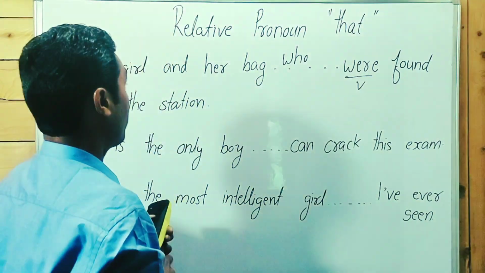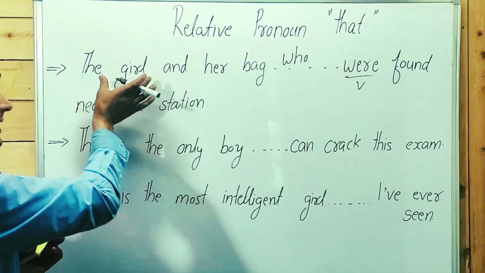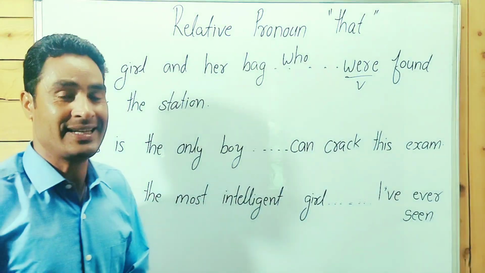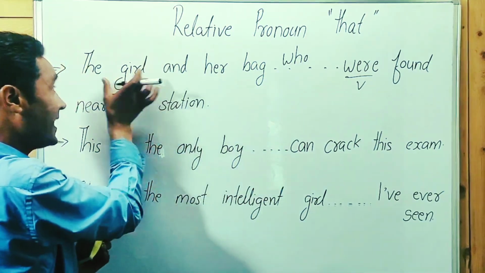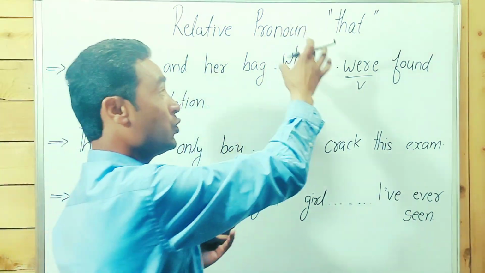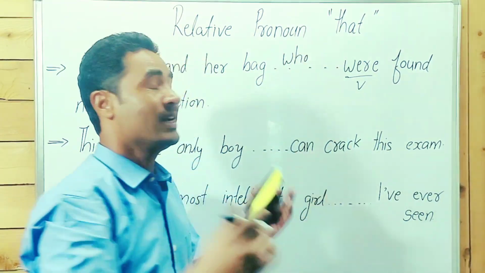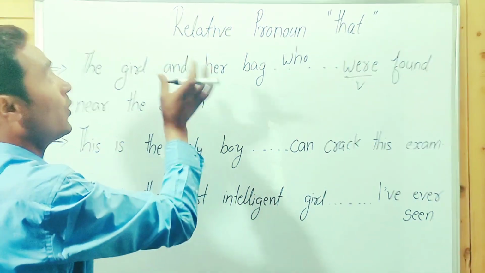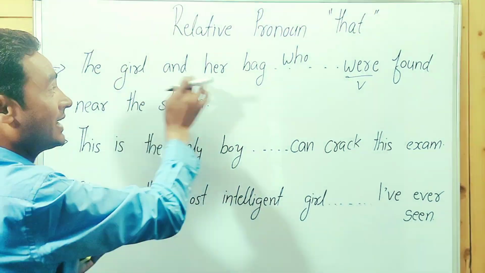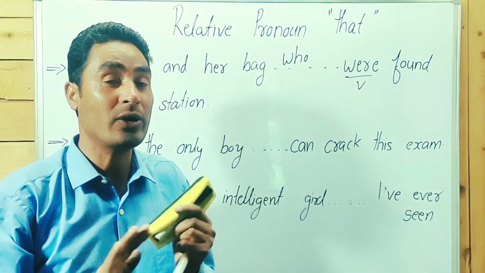Okay, so if there were only one antecedent, in this case we use who. Guys, okay, only one antecedent, girl. In this case we use whom, we would use whom as a relative pronoun. But guys, point to be noted, here there are two antecedents. First the girl and second the bag. In this case we don't use who.